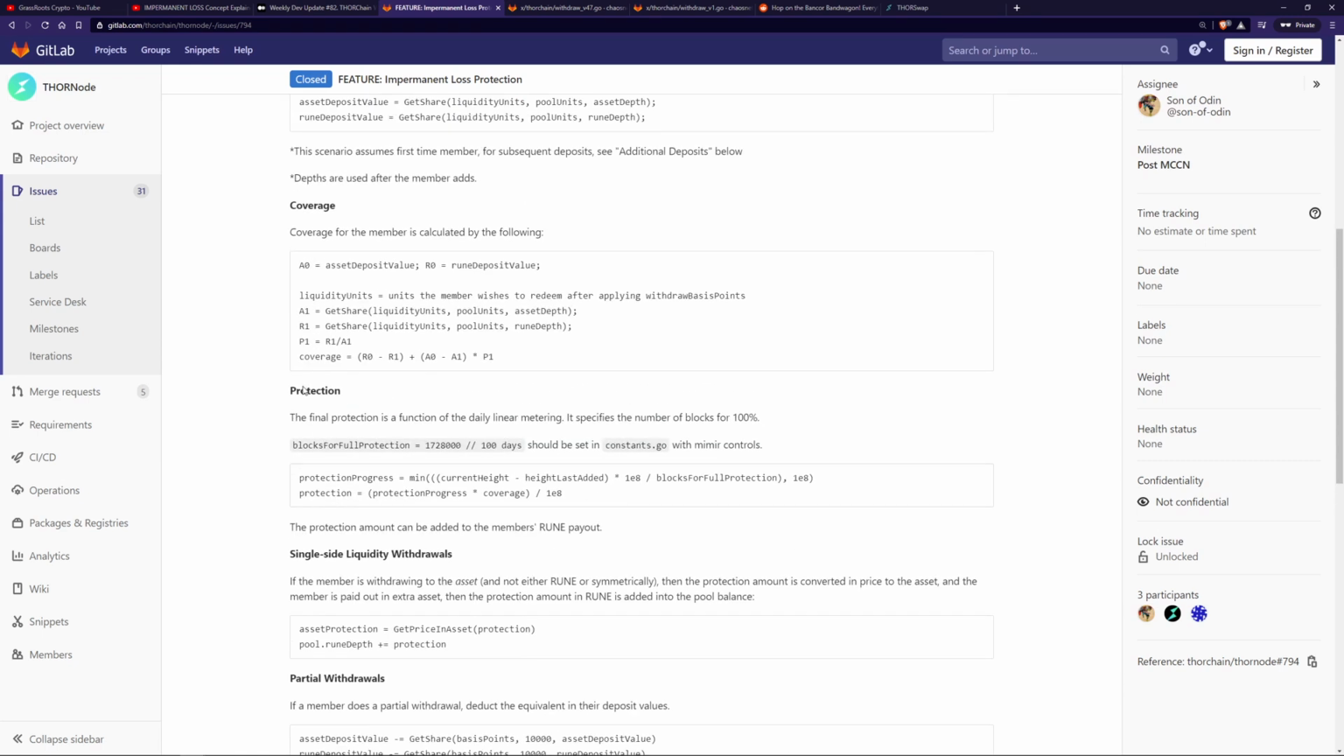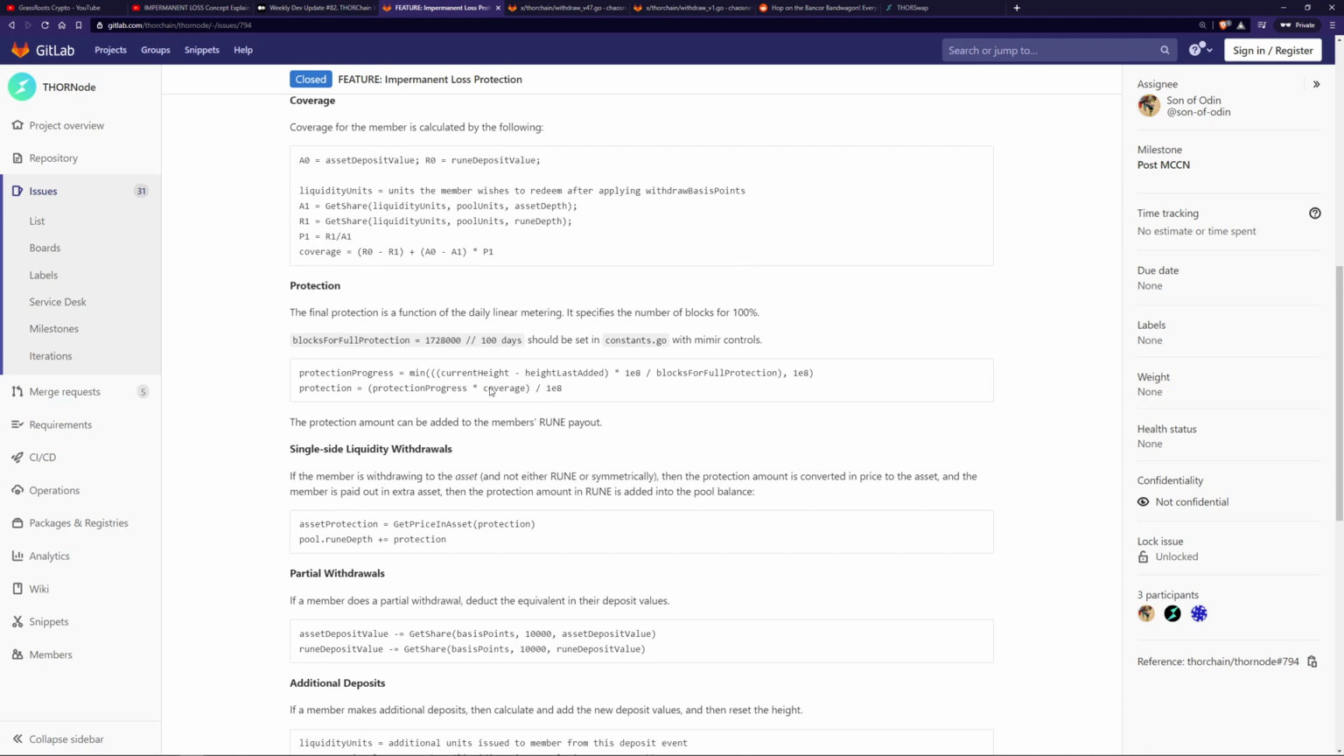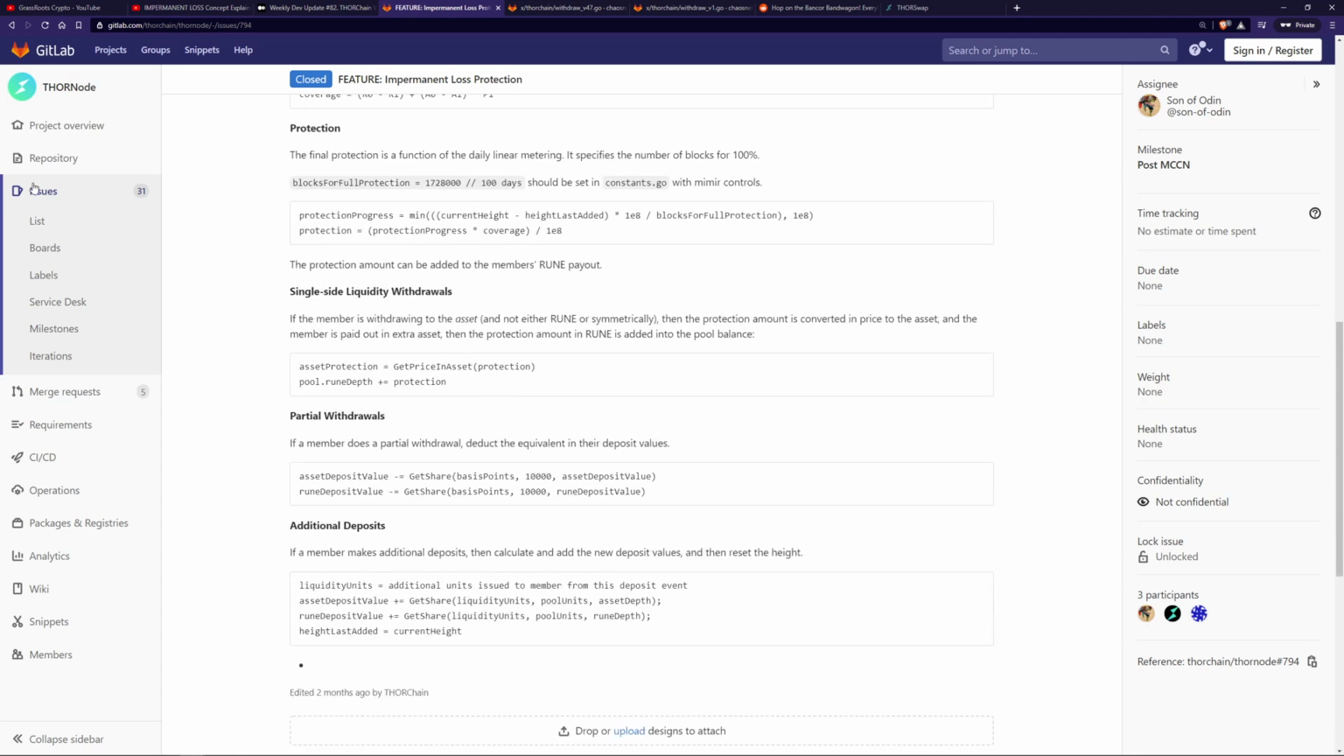So you would understand, you work out the coverage, then you say, well, how much protection do they have for that type of coverage? And that works out your impermanent loss protection that you have.